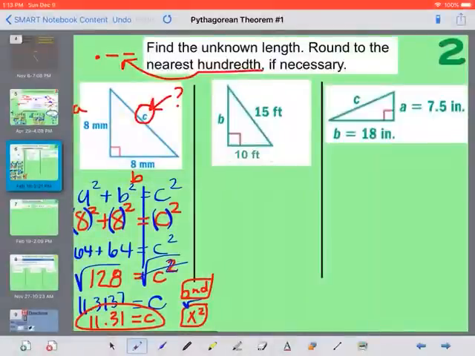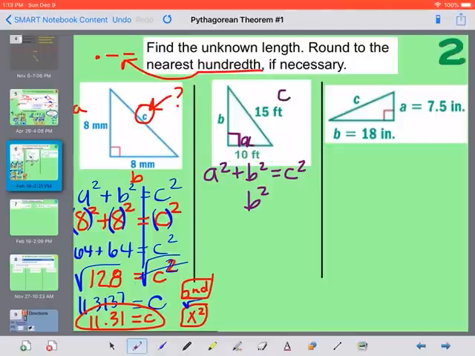Alright, next I'm going to rewrite our equation. A squared plus b squared equals c squared. I know I can use this formula because it's a right triangle. B is what we're trying to find. So our other leg would be A, and our longest side opposite of the right angle is C. So A is 10, so we have 10 squared plus B squared equals 15 squared.